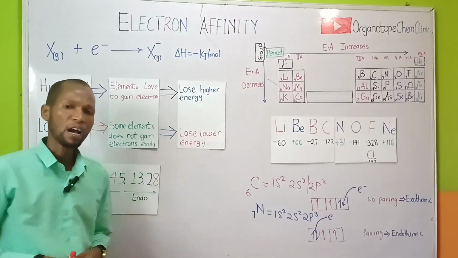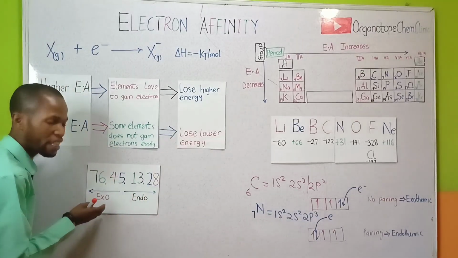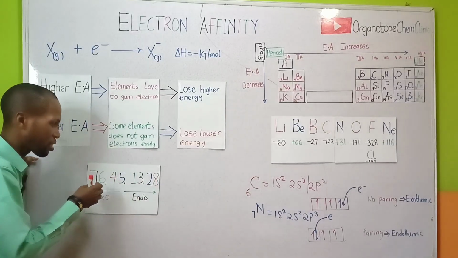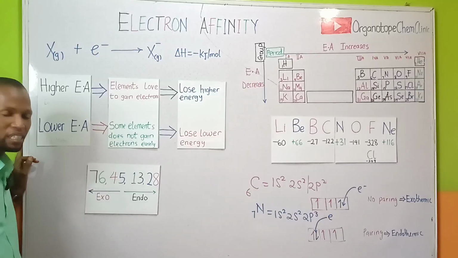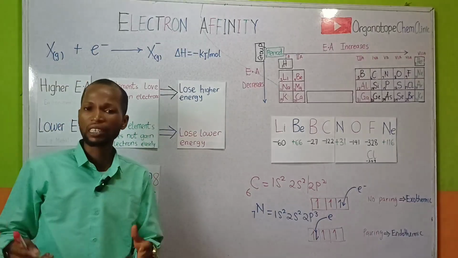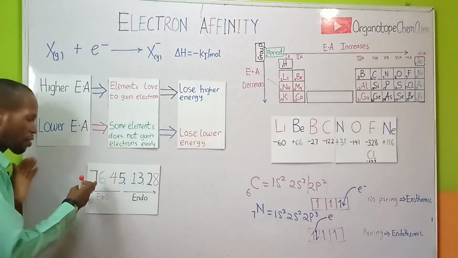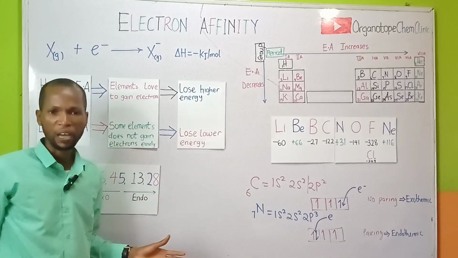But in an instance whereby we are considering the absorption of energy, the absorption of energy increases in this direction. That is, the group 8 element tends to absorb more energy than group 7 elements. But when you are considering the release of energy, that is exothermic process, the group 7 element releases more energy as compared with group 8 elements.